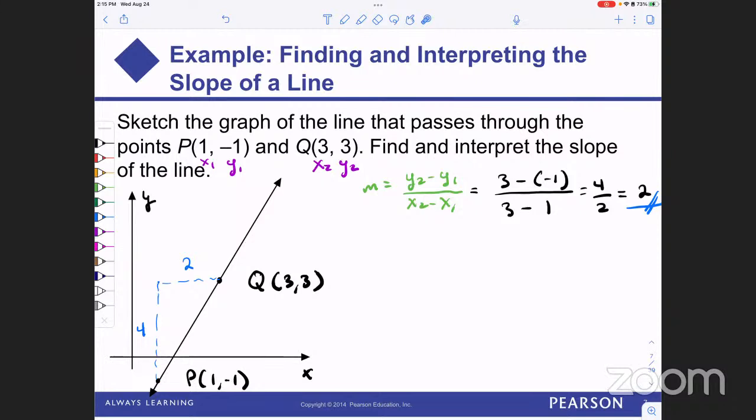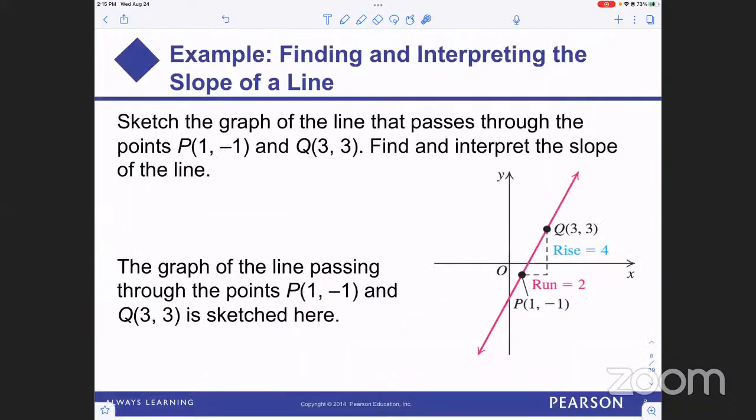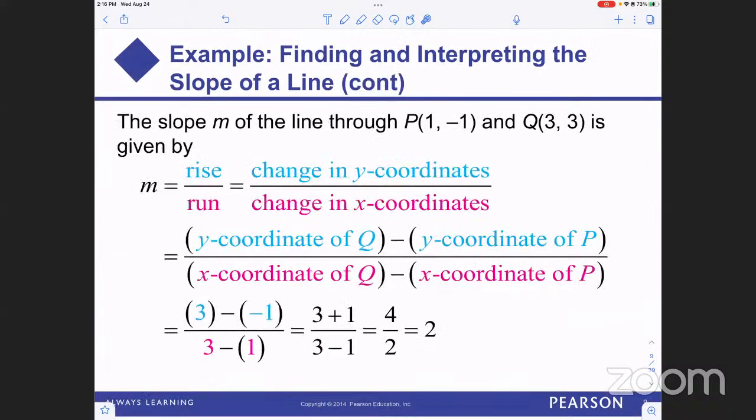With the slope of 2, what that means is that y changes by 2 every time x changes by 1. So every time x increases by 1, y increases by 2. That's what that means. Okay. So sketch the graph. Oh my goodness. Oh, okay. Well, I thought it was going to match up, but it didn't. But that's okay. Finding and interpreting the slope: the graph of the line passing through these points is here. We went up by 4, we did a run of 2, so then we talked about the slope. And then we have an application of the formula, right?